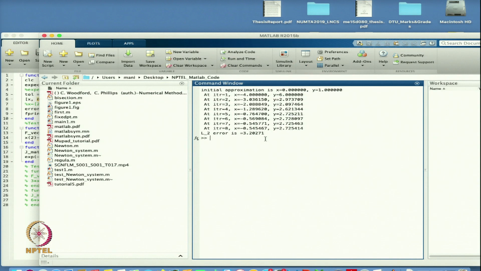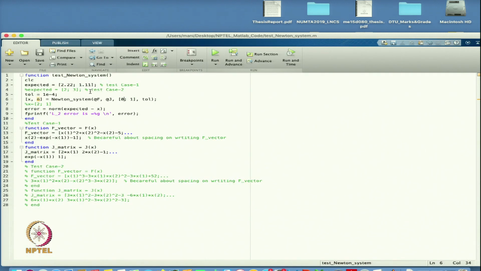So, in this case we have to take 8 iterations and the results are giving you different roots. It is giving you x equal to this value and y equal to this value. So, in this case my root is not the same one, because you have to tell in the initial guess around which point you are going to find the root. So, in this case I am going to find the root near 2.22 and 1.11.